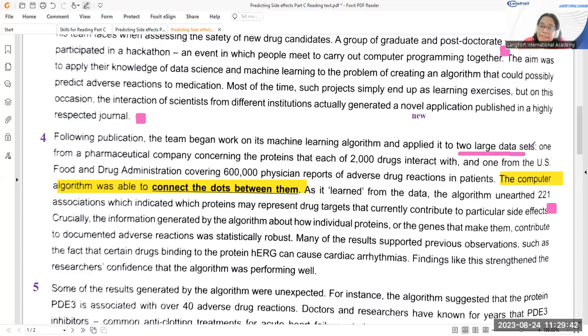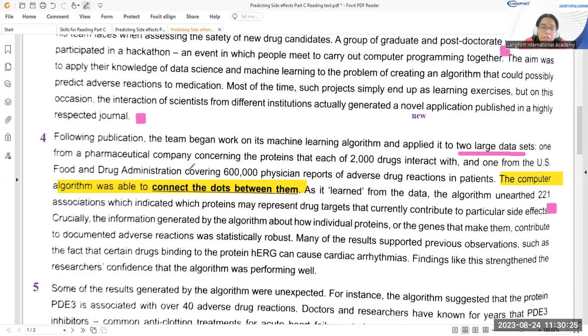Okay, so whatever algorithm they developed, they began working on it and tried to apply that software to two different data sets. Data means information, so two different pieces of information. One of those data sets was from a pharmaceutical company, related to the proteins that each of 2,000 drugs interact with. So they applied the algorithm to two studies. One was a pharmaceutical company's data on proteins that interacted with 2,000 medications. That was one set of data where they applied their algorithm.